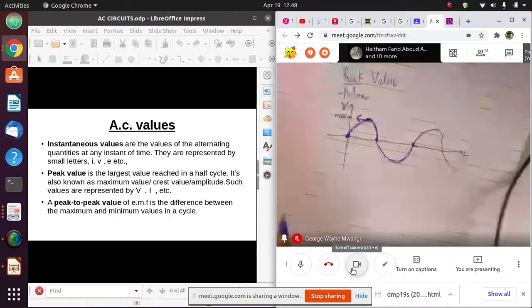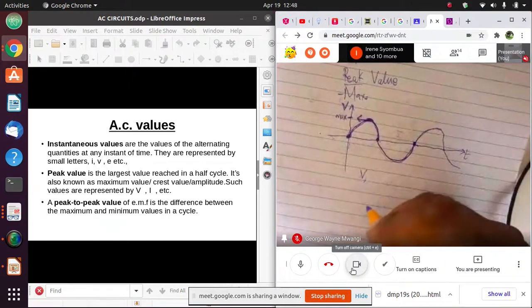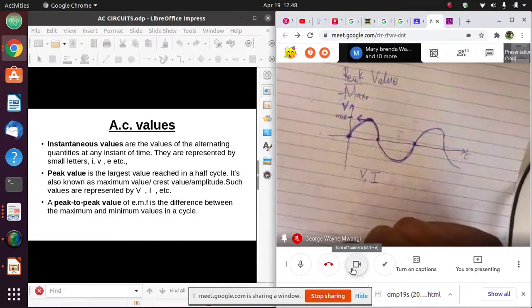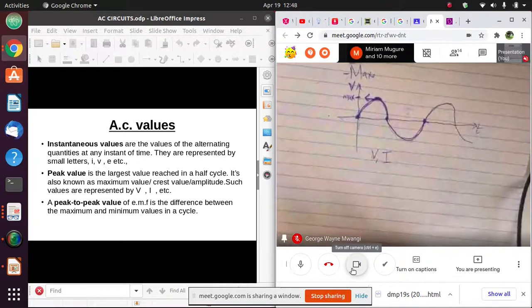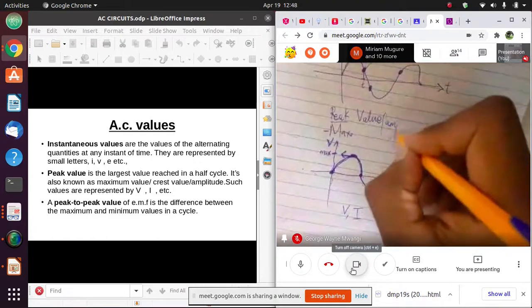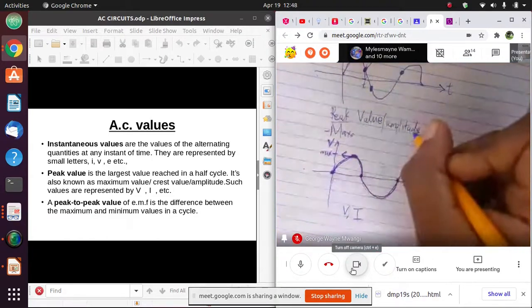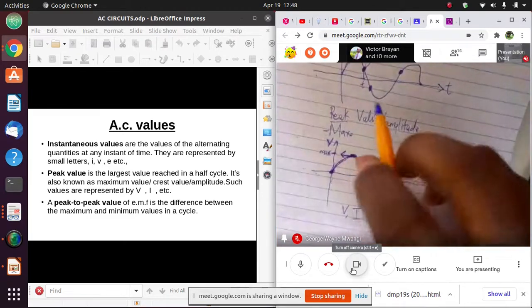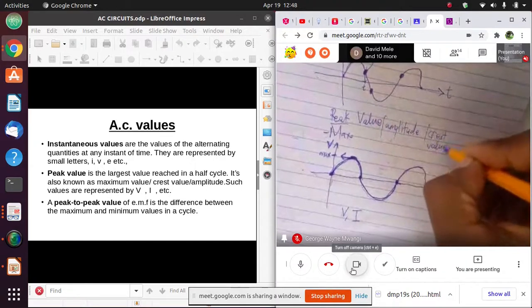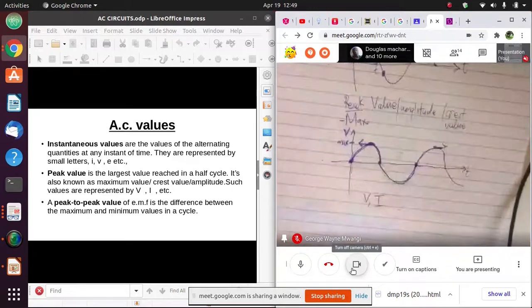So the maximum value during a half cycle is what we call the peak value. It can be on the positive side or on the negative side of that alternating quantity. Now these peak values are usually represented using capital letters. So if it is voltage it is capital V, if it is current it is capital I. Now this peak value can also be called amplitude. So if a question tells you to find the peak value or find the amplitude, it means the same thing. Or find the crest value. Crest is this part, the top part of that alternating quantity.